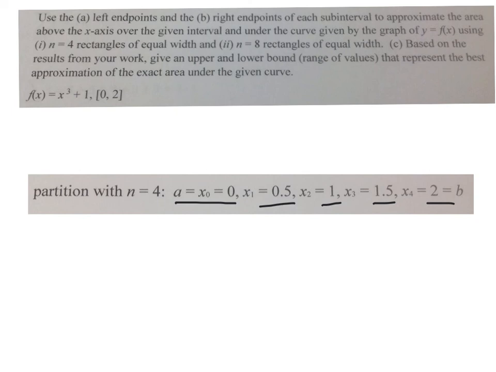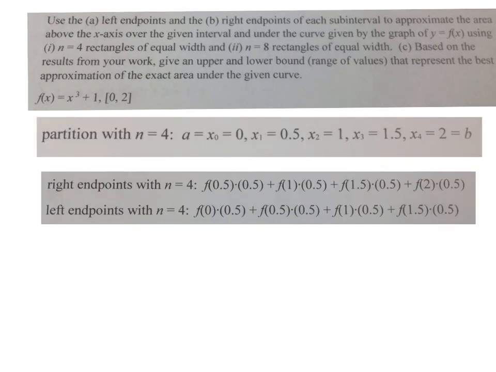But what we found with the left endpoints, right endpoints, looking at this partition, we had, well, I guess we started with the left endpoints really, f of 0, f of 0.5, f of 1, and f of 1.5, and then times the width, that equal width of 1/2.